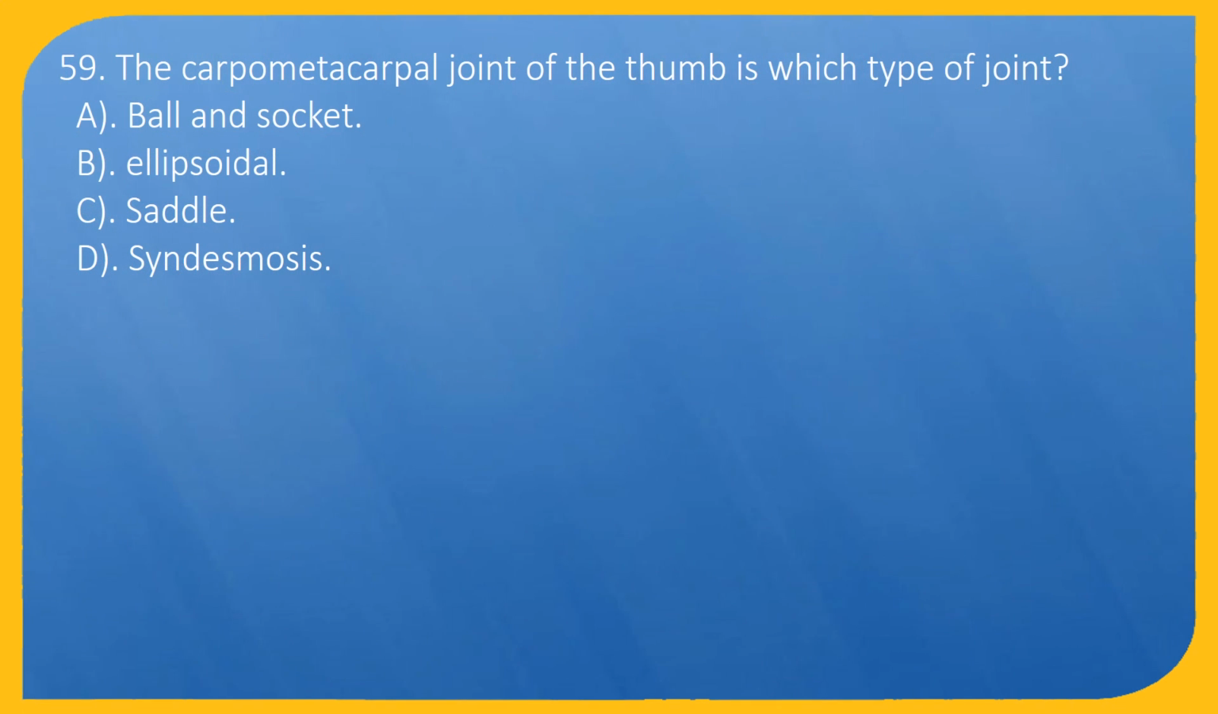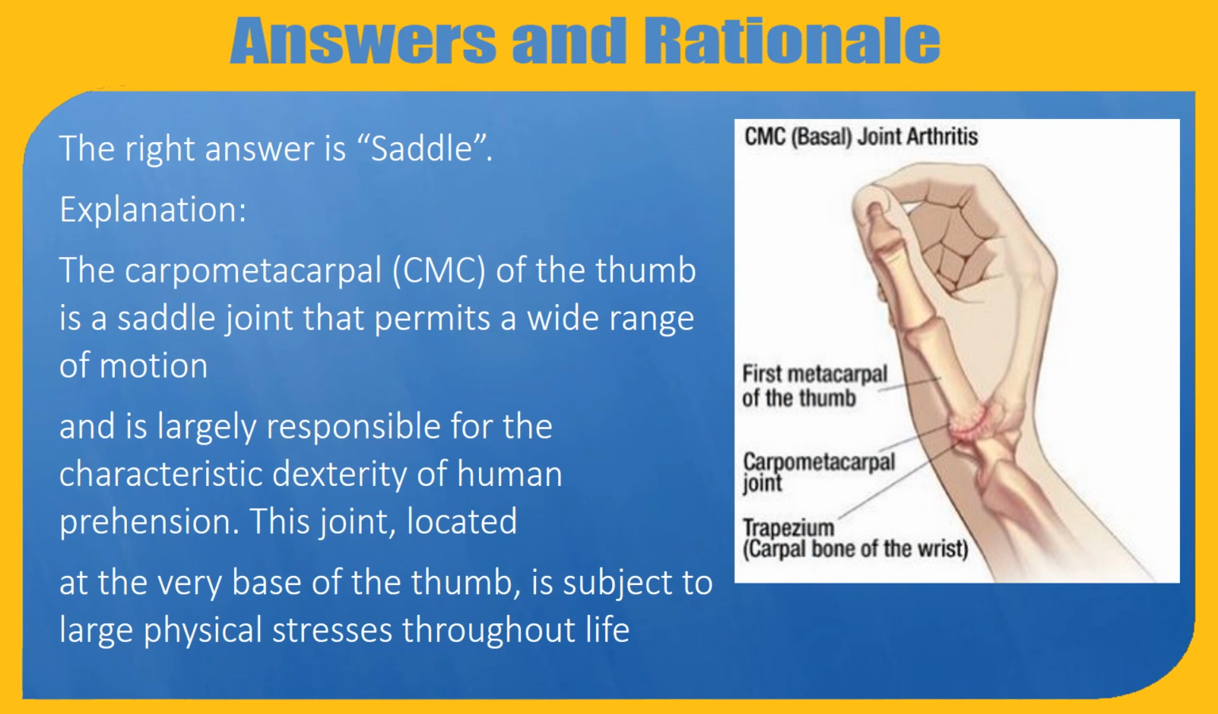Question 59. The carpal-metacarpal joint of the thumb is which type of joint? A. Ball and socket. B. Ellipsoidal. C. Saddle. D. Syndesmosis. The right answer is saddle. Explanation: the carpal-metacarpal (CMC) of the thumb is a saddle joint that permits a wide range of motion and is largely responsible for the characteristic dexterity of human prehension. This joint, located at the very base of the thumb, is subject to large physical stresses throughout life.